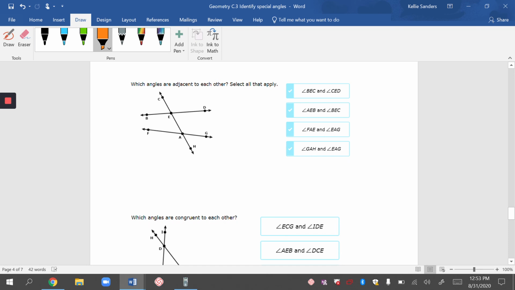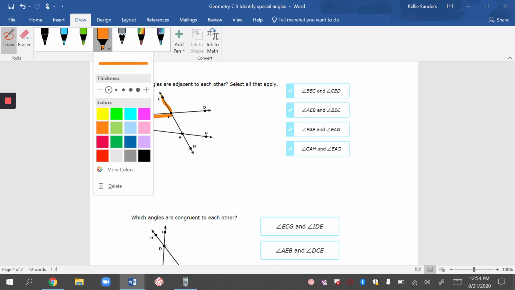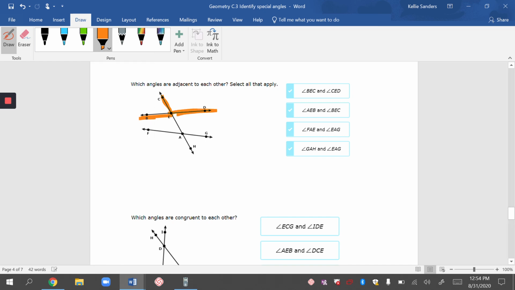Adjacent to each other. Okay. So BEC and CED. So when I did the orange here and then I did the second orange there, we shared this side. They are connected, so those are adjacent.